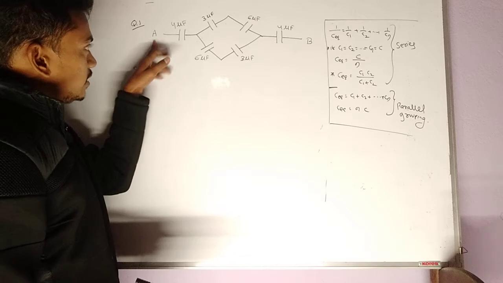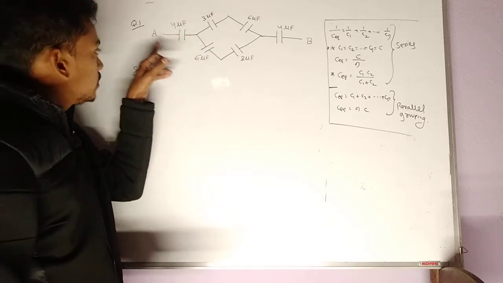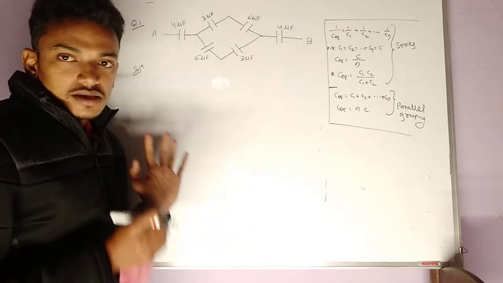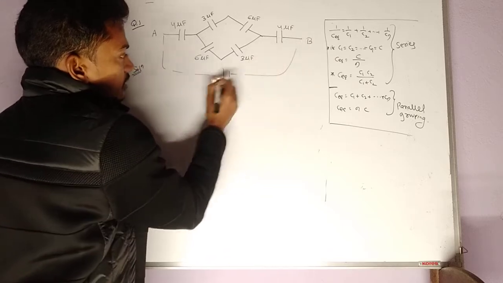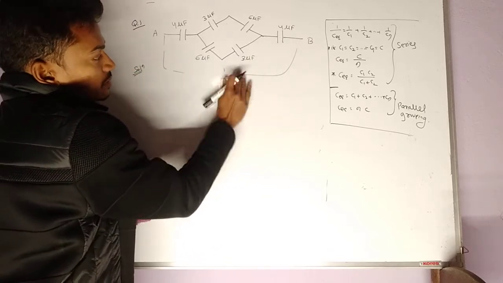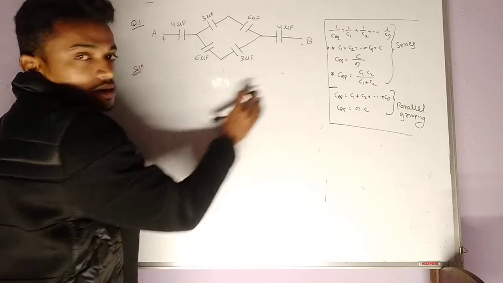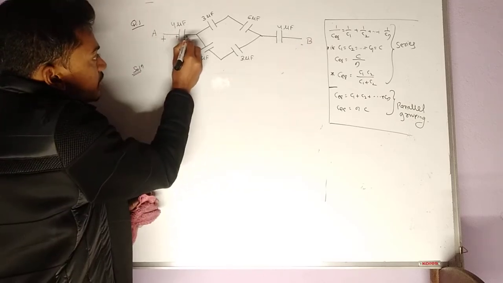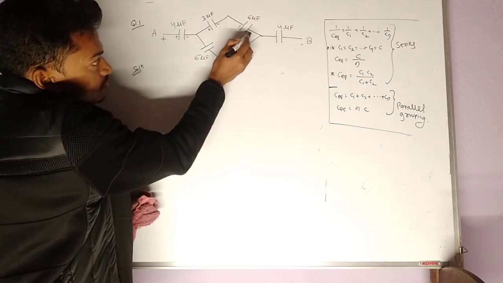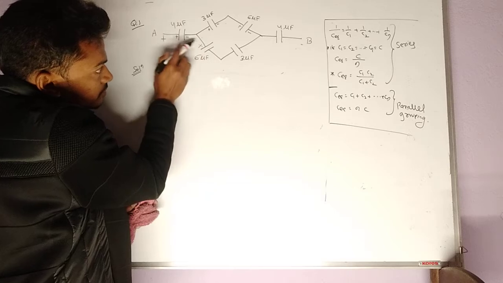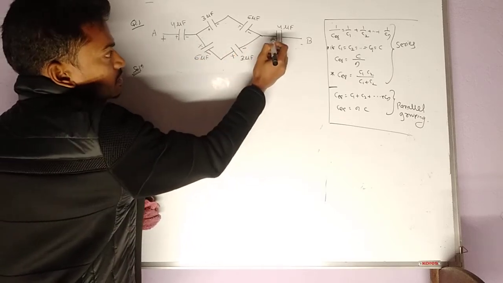The question is: in this type of arrangement, find the equivalent capacitance between A and B terminals. Means the battery is connected between A and B. A will be the positive terminal, B will be the negative terminal. So this will be plus and this is minus, this is plus, this is minus, this is plus and this will be minus, plus minus plus minus.